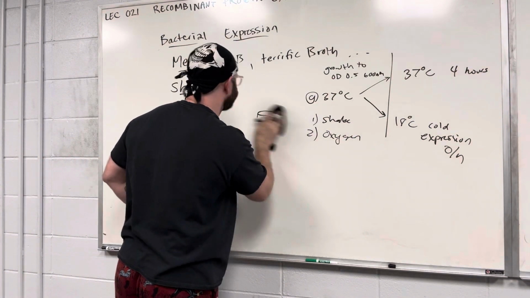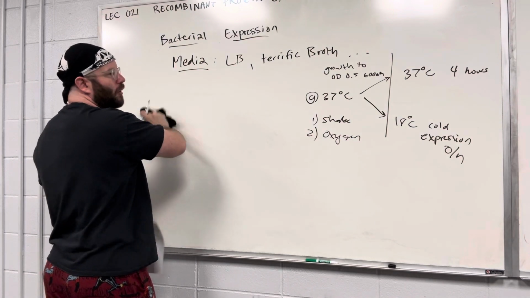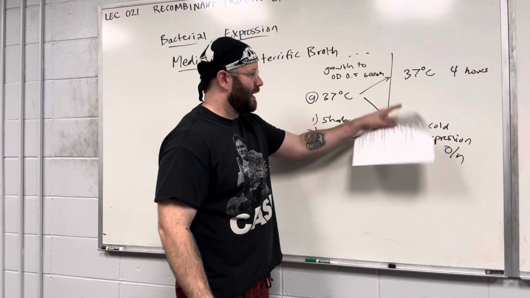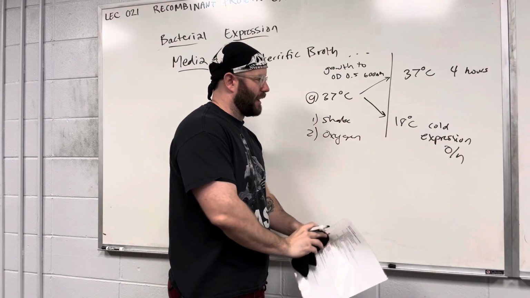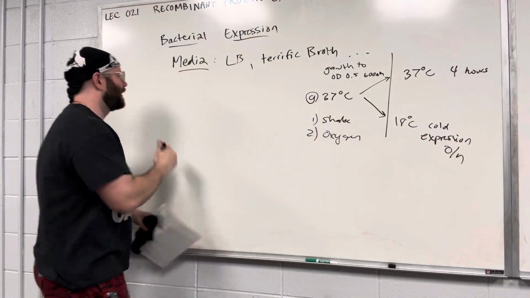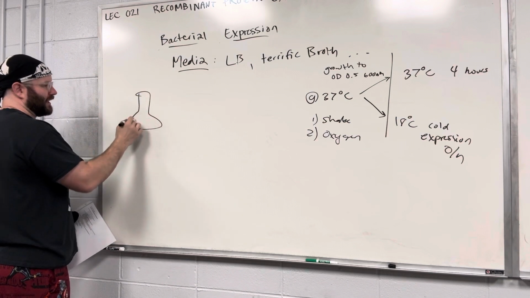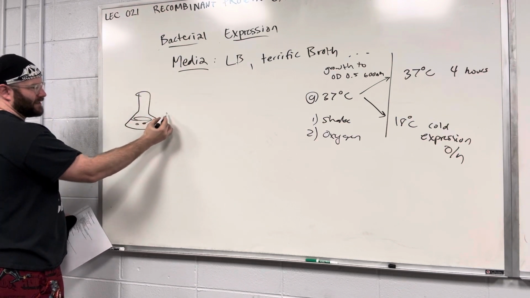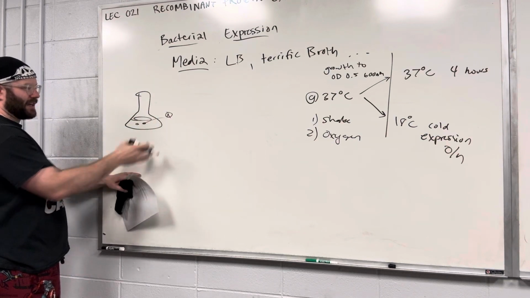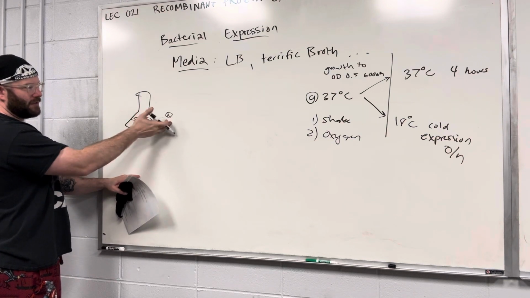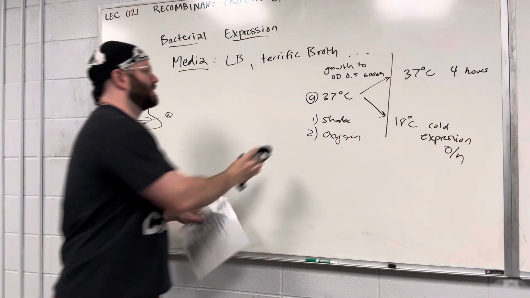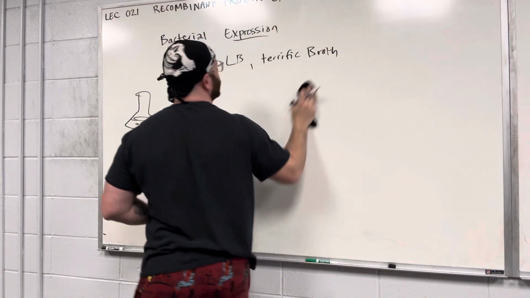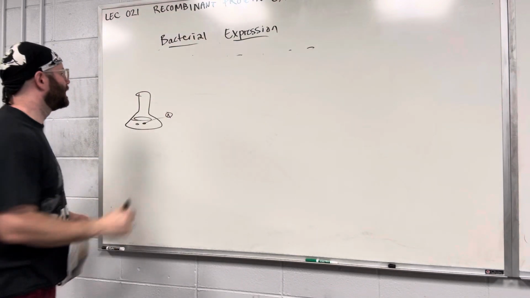Okay, so once you've grown it, you've shaken it, you've added your inducer, you've now done one of these things, you've now got a situation where you have a flask full of cells that have your protein inside of the cells, okay? So then the next step is, how do you recover the protein? What has to be done next? Yes, lysis. So the next step would be lysis.